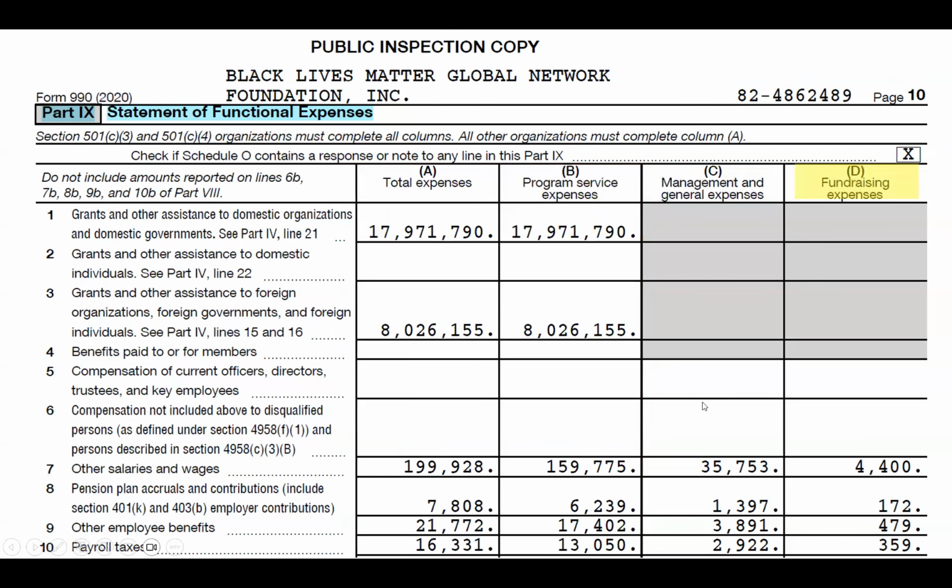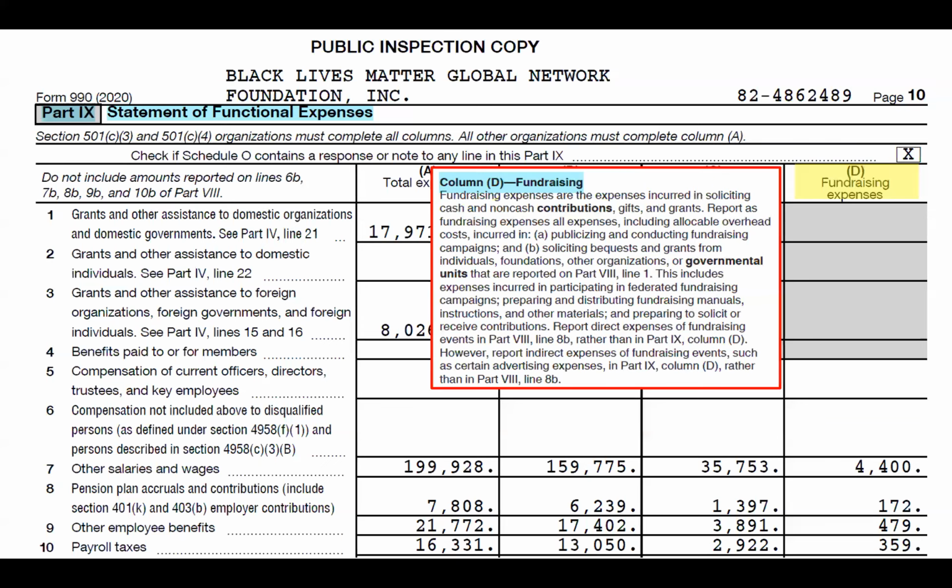The fourth column, column D, is fundraising expenses. Fundraising expenses are the expenses incurred in soliciting cash and non-cash contributions, gifts, and grants. As they say, it takes money to make money. So it takes expenses. You must incur expenses in order to raise money for an organization. So that's what this means. You are documenting how much money this organization spent to fundraise. How much money did this organization spend to get contributions such as gifts and grants and cash and non-cash contributions?